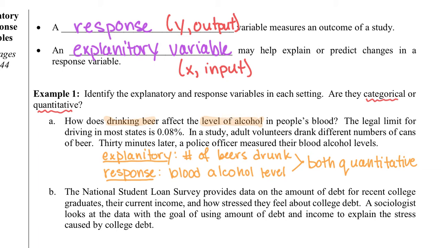The National Student Loan Survey provides data on the amount of debt for recent college graduates, their current income, and how stressed they feel about college debt. A sociologist looks at the data with the goal of using the amount of debt and income to explain the stress caused by college debt. So there seem to be two variables here: the amount of debt and income, and the stress caused by college debt.